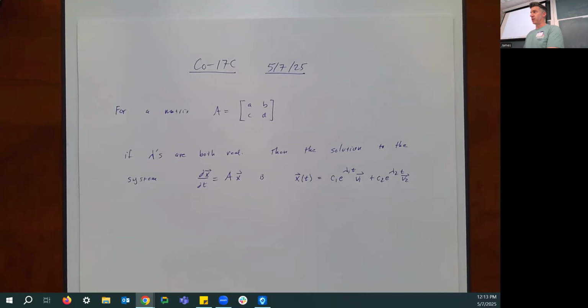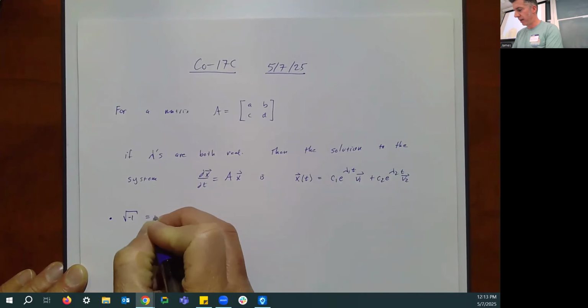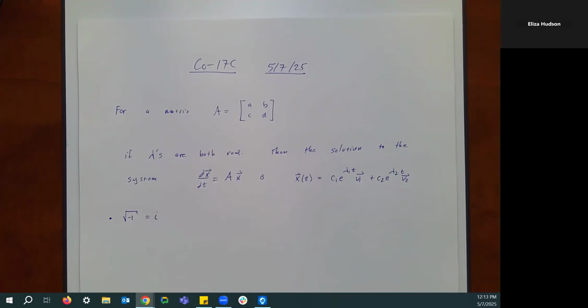So we're going to start with a couple things to just remind everybody. I'll remind everybody that the square root of -1 we write as the lowercase i for the imaginary constant.